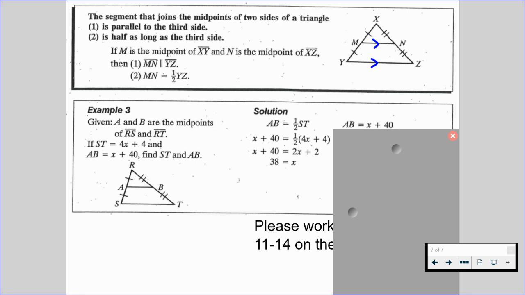We can then substitute that back in to find the exact length of AB, and AB was x plus 40, so we're going to end up with 78.